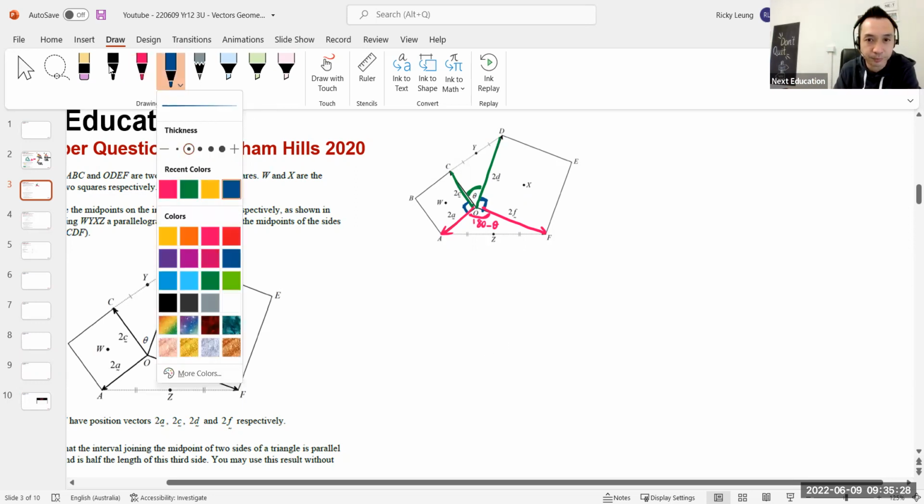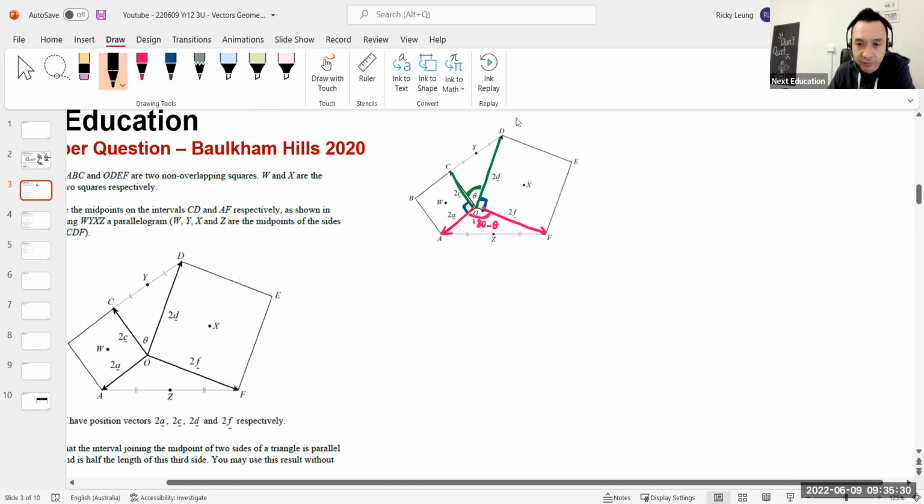So for the green, I'll be very explicit. In triangle COD, I got cos theta equals 2C dot 2D divided by the magnitude of 2C multiplied by the magnitude of 2D. You know what? I can simplify that. I definitely can, but for now I'm just going to leave it.